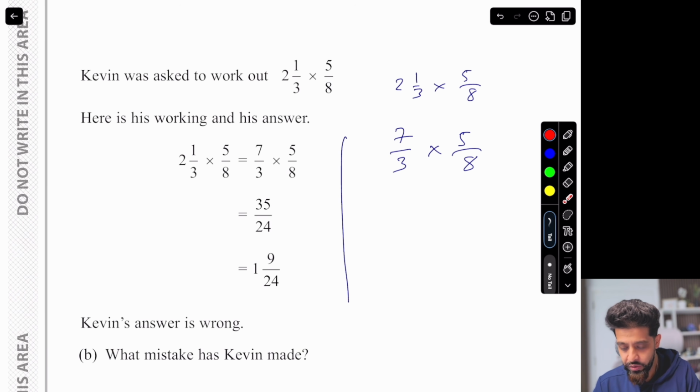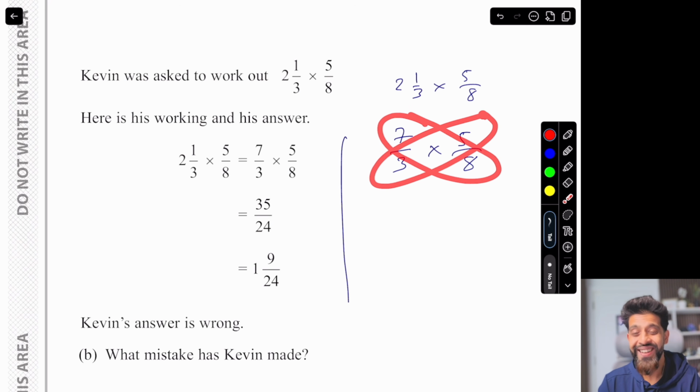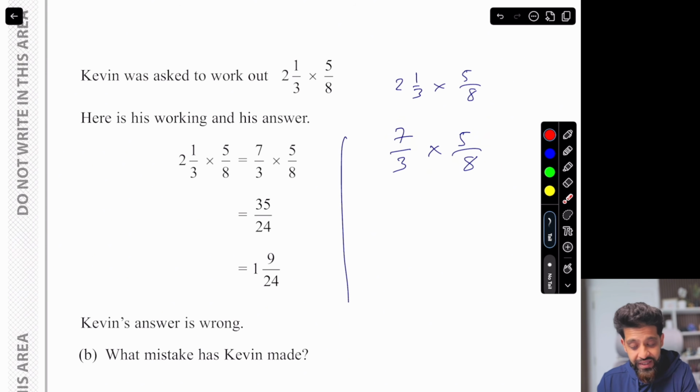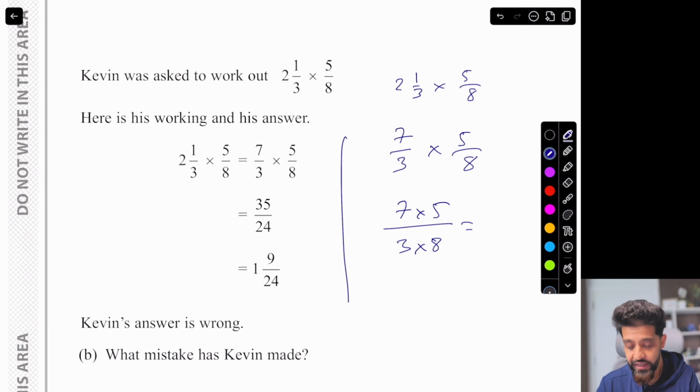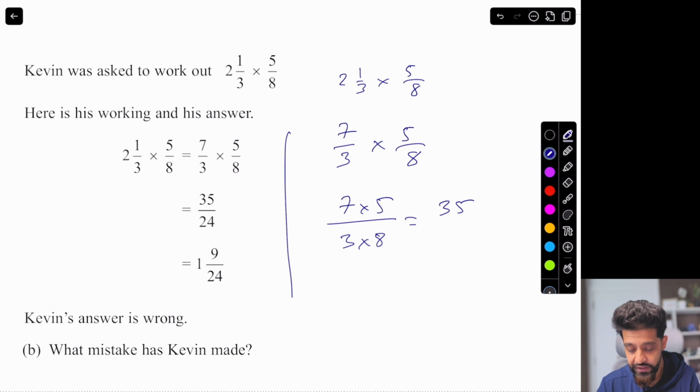All right, so what do we do here when it comes to multiplying? We just multiply straight across. No making the denominators the same at all, like I said earlier. However, sometimes you would look diagonally and see if you can cancel down diagonally. But in this particular example, you can't. So let's just do 7 times 5 and 3 times 8. 7 times 5 gives us 35. 3 times 8 is 24.